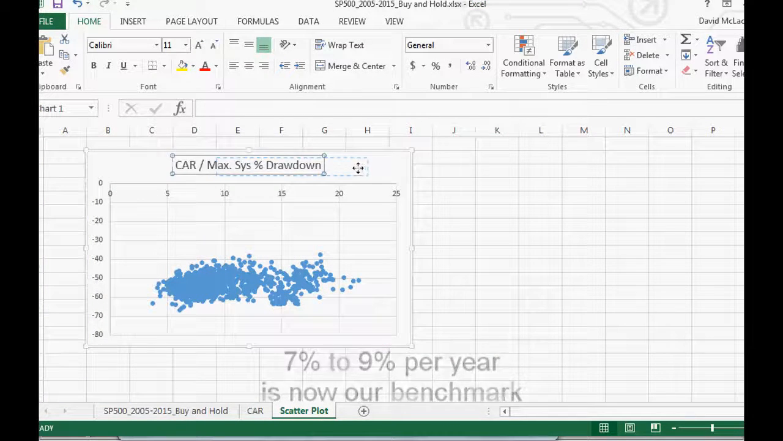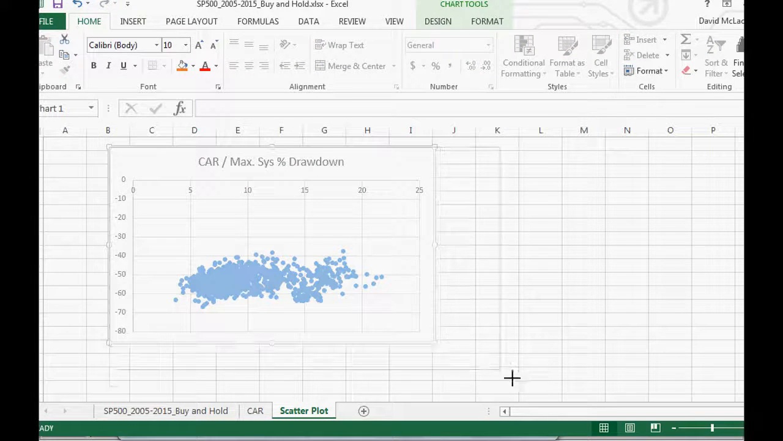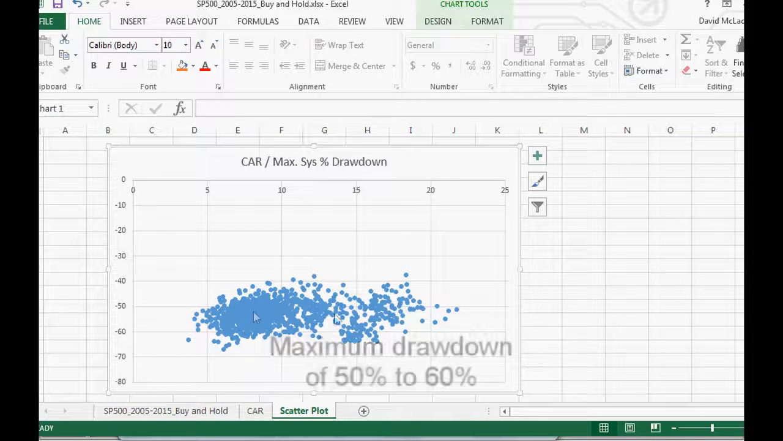Now, the scatter plot as well gives us a really good indication of the risk involved. In other words, what's the maximum drawdown? So just for a regular buy and hold portfolio, the maximum drawdown we're looking at is about 60 to 70%, with our most common results being around 50%.